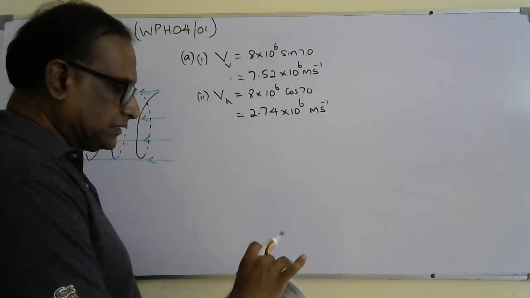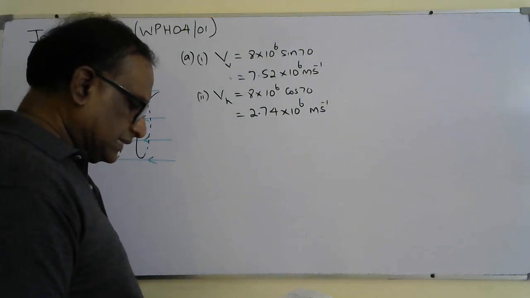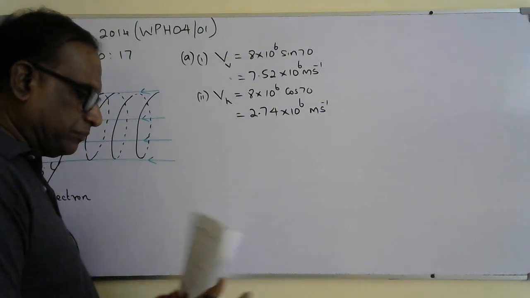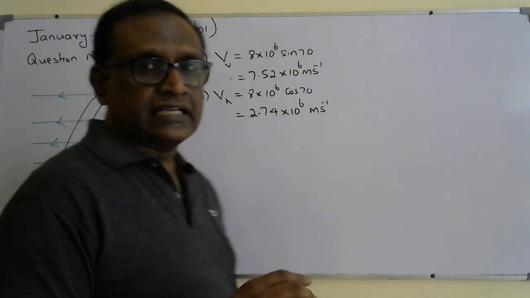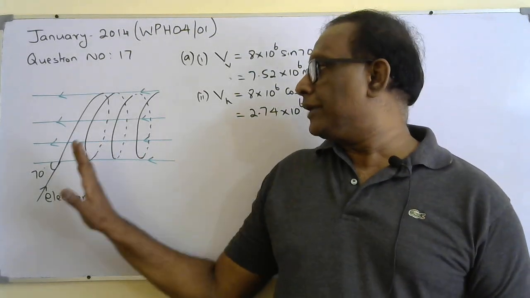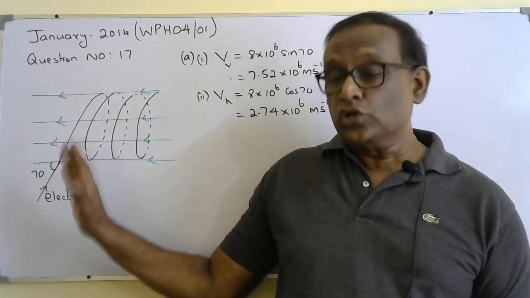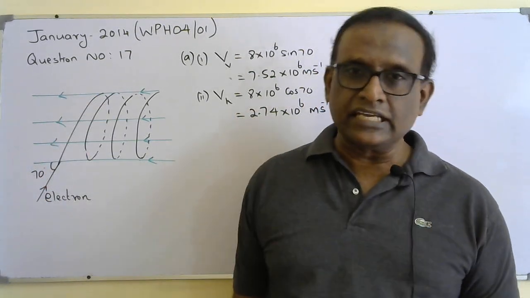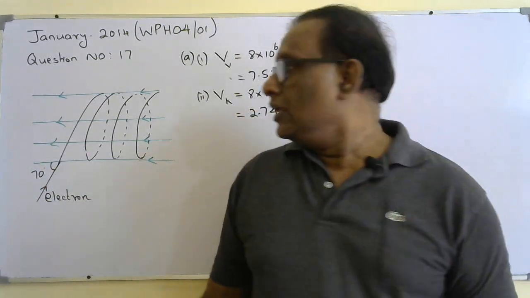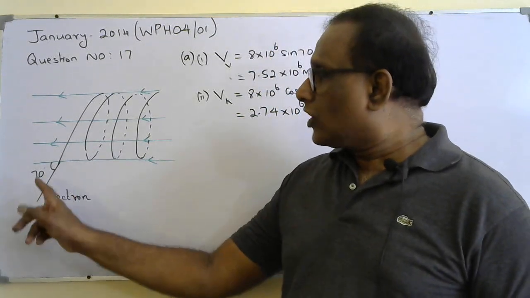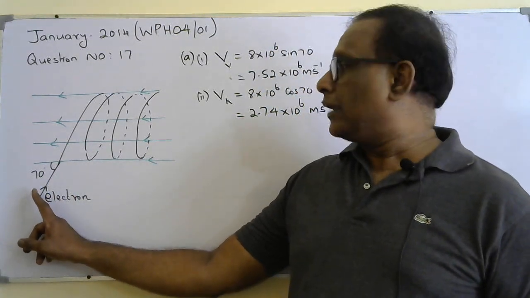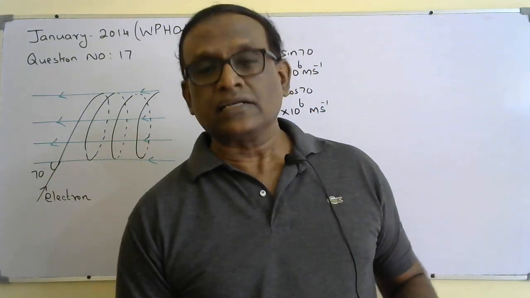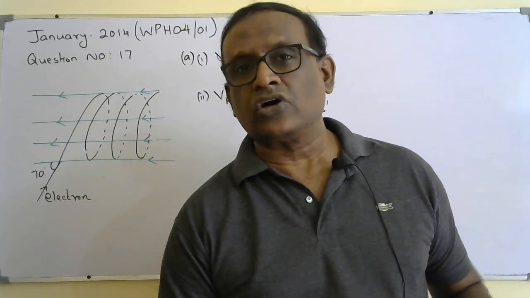Okay, next part, that is the third part of A part. Explain why electron moves in the helical path. So that I already explained, you can say the component of velocity perpendicular to the field line. Due to the component of velocity perpendicular to the field line, the particle will move on a circular path according to Fleming's left hand rule. Due to the horizontal component of velocity, the particle will be dragged towards right. That velocity will remain constant because there is no force in horizontal direction.